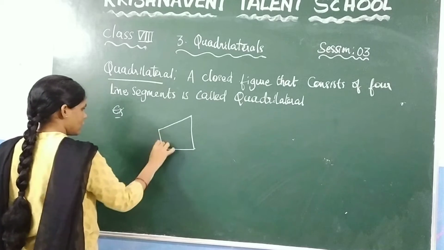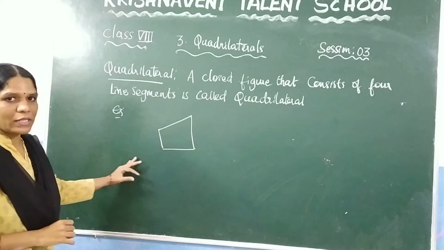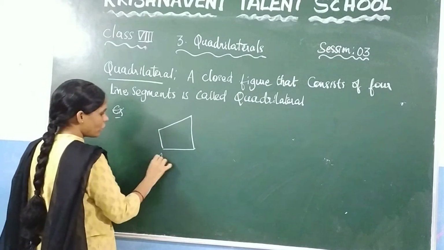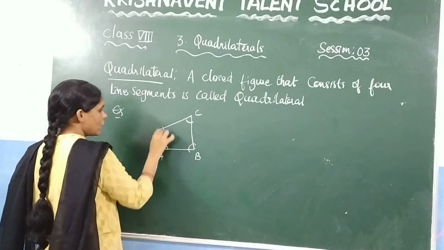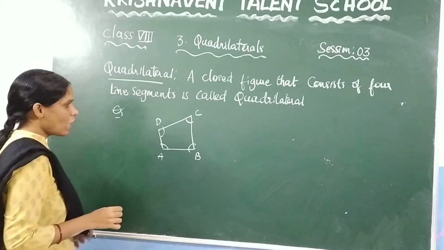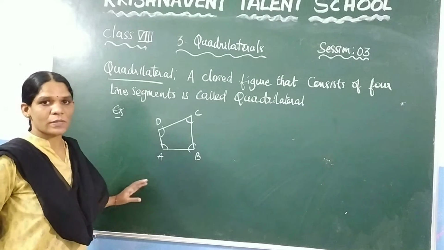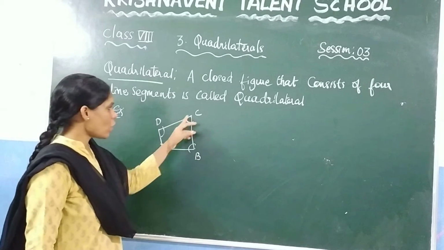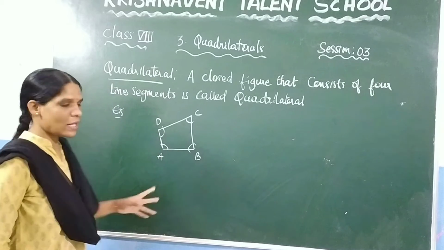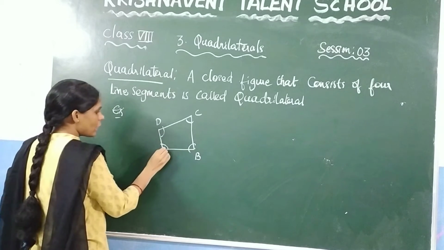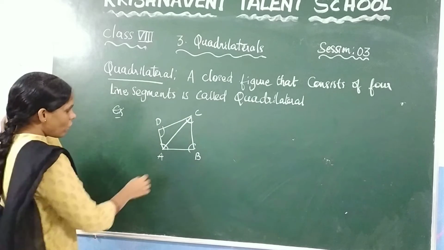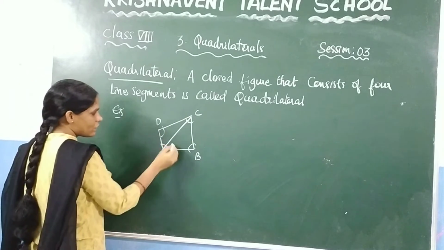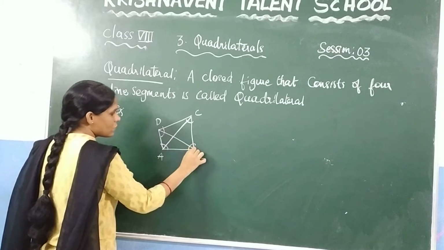So if you see in a quadrilateral, how many angles will be formed? Four angles will be formed, which are angle A, angle B, angle C and angle D. And how many diagonals will be there? What is meant by the diagonal? If you join the opposite vertices, you will get the diagonal. So the line segment joining the opposite vertices, we call it a diagonal. Here, AC is one diagonal and BD is one diagonal.